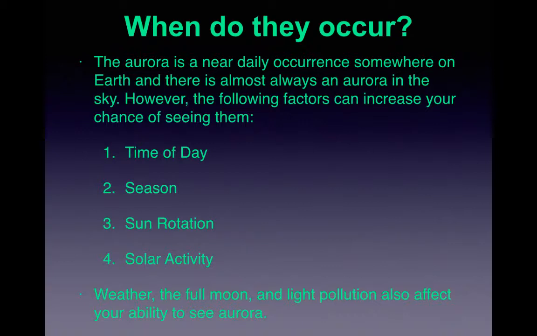Solar activity. Auroral activity also correlates with the activity of the Sun, which changes according to an 11-year solar cycle. In general, the more active the Sun, the greater the number of auroras. Also, weather can affect your ability to view the aurora.